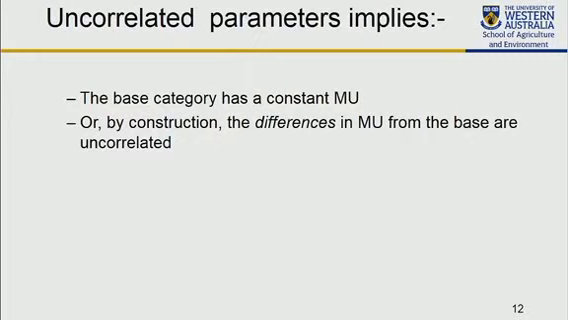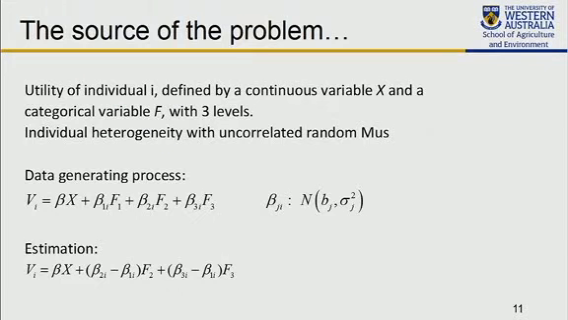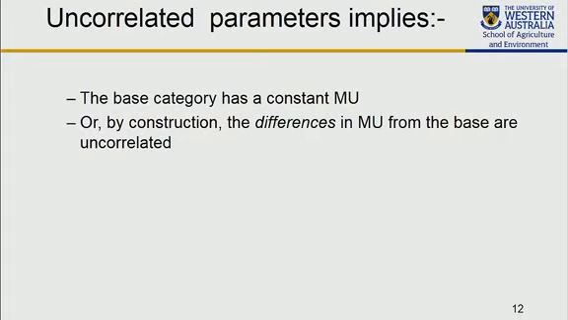But if you insist on estimating your model using uncorrelated parameters, what are you implying? Well, there are 2 ways you can get it. The one is that the base category has a constant marginal utility. So if this beta 1i actually isn't random, but is a fixed coefficient, everybody has the same beta 1, then I don't induce any correlation, because this is just a constant across both of them. So these distributions are no longer correlated together. So you could claim that. Or you could say, well, by construction, the differences in marginal utility from the base are uncorrelated.